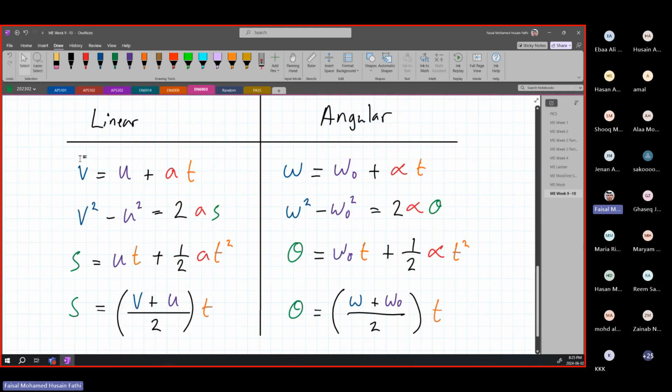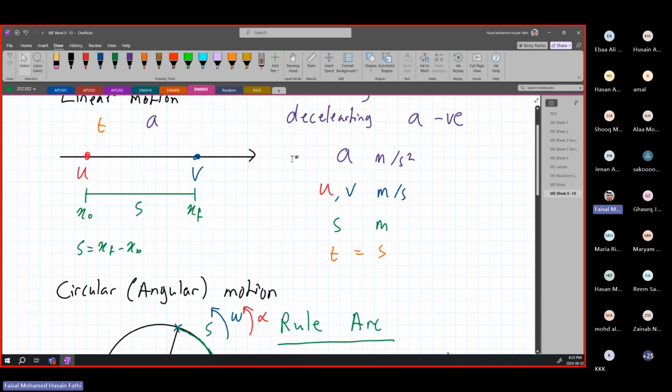So these are the most important equations you guys need to know. You need to know how to apply them. You're going to need to know them both in linear and in angular format, but as you can see, if you know one of them, you're going to know the other.